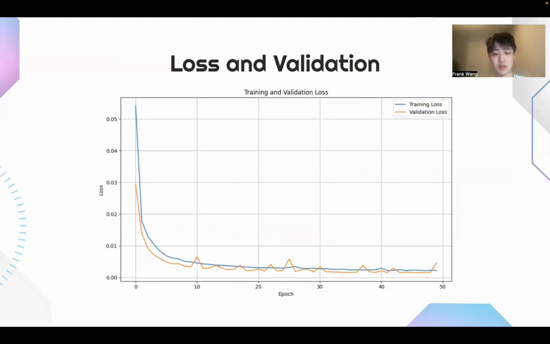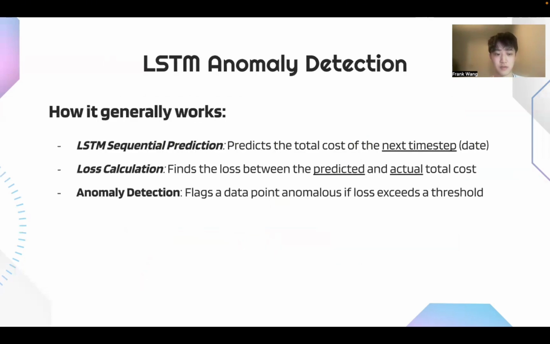Yeah, and you can see the loss is a little bit larger than the overfitting one, but still within a very small, reasonable range. For anomaly detection, we use Prophet as the baseline model and explore training an LSTM model since it can capture more complex relationships. How it works is that the LSTM model first predicts the total cost of the next time step, and it calculates the loss between the predicted and the actual total cost. The model will flag the data points as anomalies if it exceeds the loss.